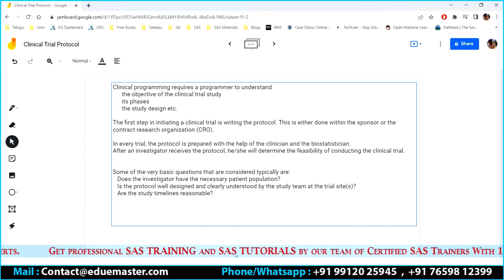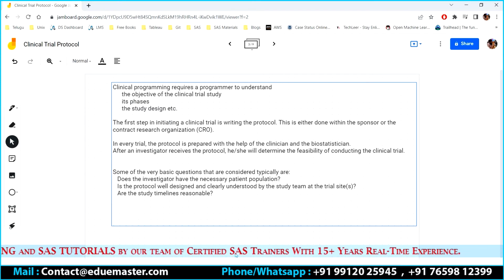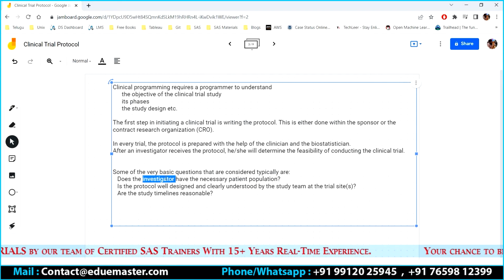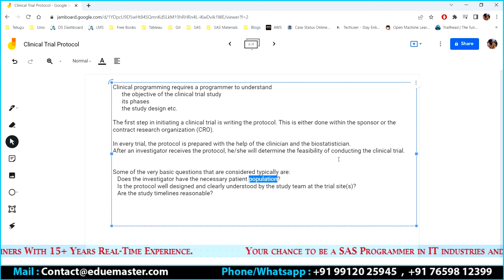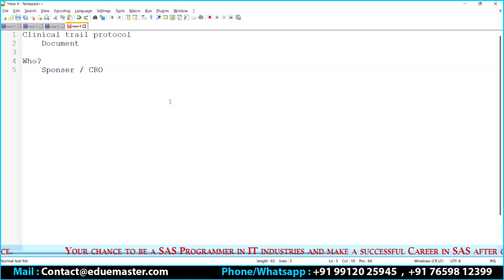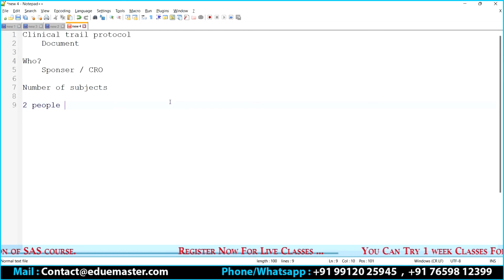Right. Again, before we kickstart our clinical study, we ask ourselves a few questions. What are they? Does the investigator have the necessary patient population? What do you mean by population here? Number of subjects. That is nothing but the number of patients or number of volunteers, healthy volunteers. Because I want to carry out this trial, do you have enough people? Let's say your sponsor has given only 2 people to you and asked you to carry on your clinical trial phase 1. Can we do it?